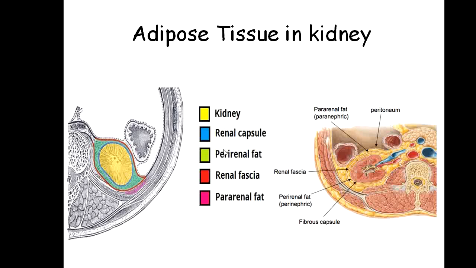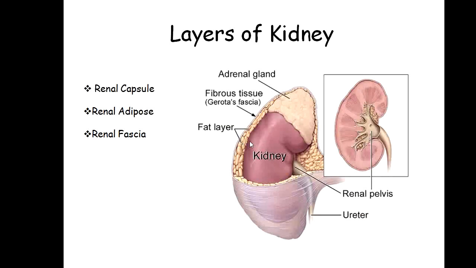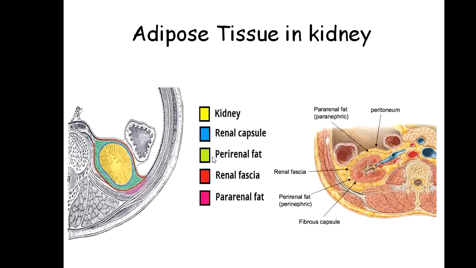Perirenal fats. The fats which are present inside the renal adipose are called the perirenal fats. The fats which are present in between the renal capsule and renal fascia are called what? Perirenal fats. The fourth one is called the renal fascia.